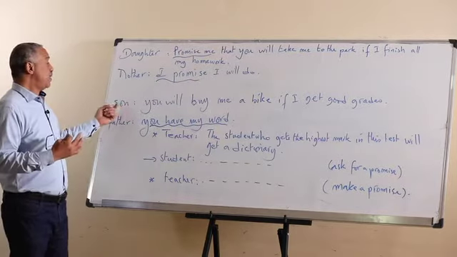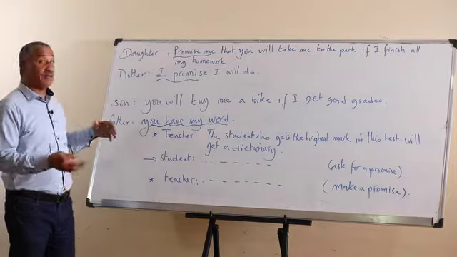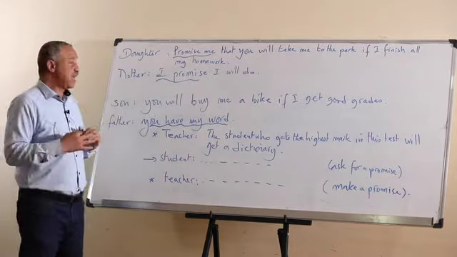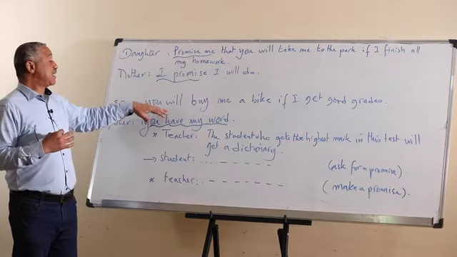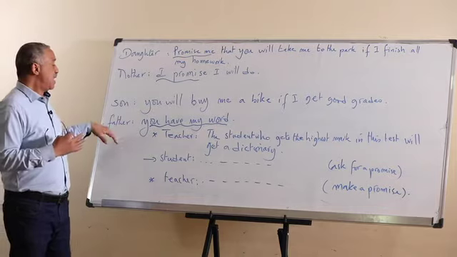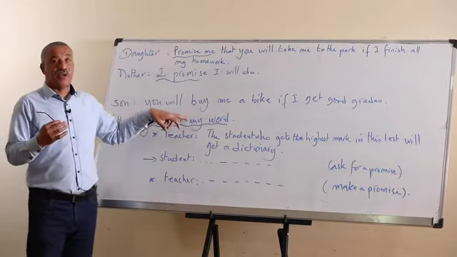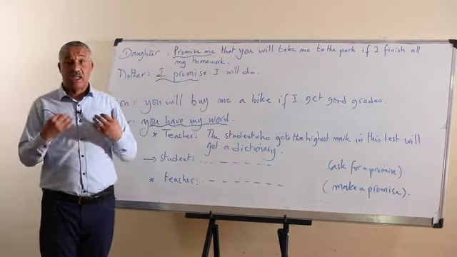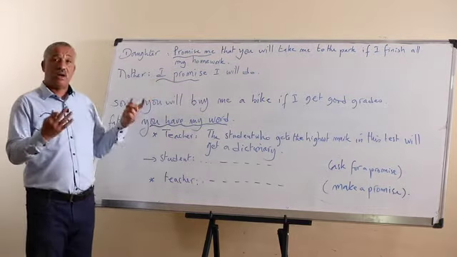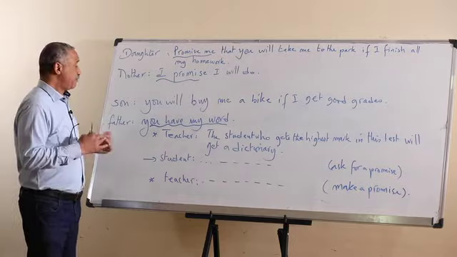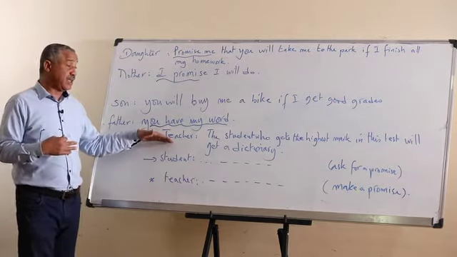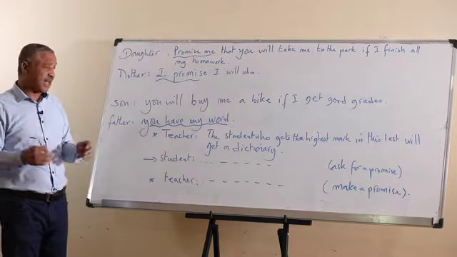Sentence number two, we have a son with his father, and most promises are most of the time between parents and their kids. For example, the son says, "You will buy me a bike if I get good grades." The father says, "You have my word," that is, I promise you. "I promise I will do." This sentence is the same as the previous one, only we are using different expressions. Now this is to be done, we shall do it all together.